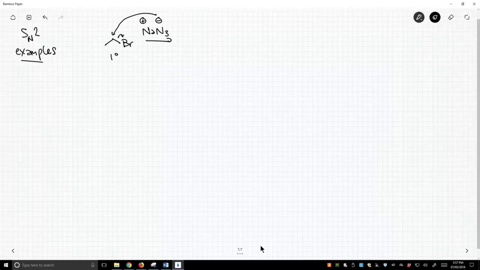This is definitely going to do an SN2. There's no stereochemistry, so we don't have to worry about inversion. And this will make ethyl azide. And if you want to be completist about it, typically I'm not, you can draw the salts. Sodium bromide is formed. Okay, that's one example.